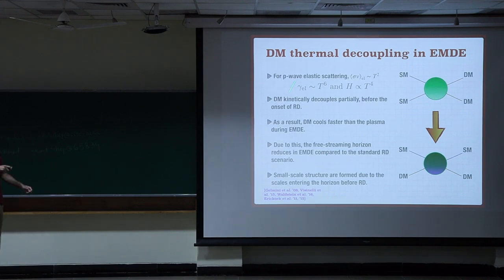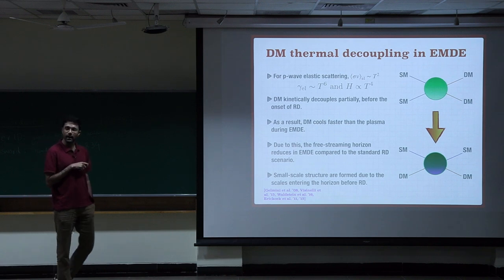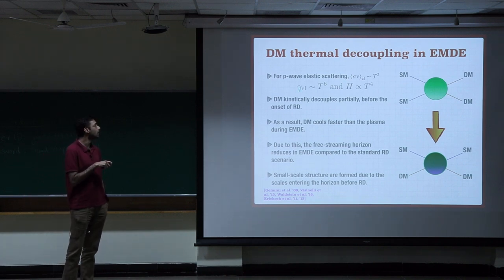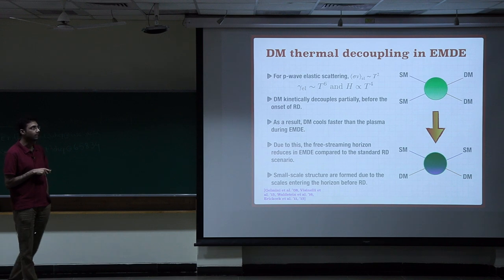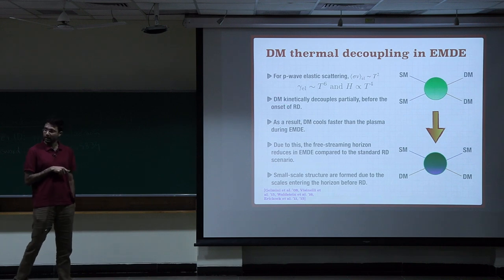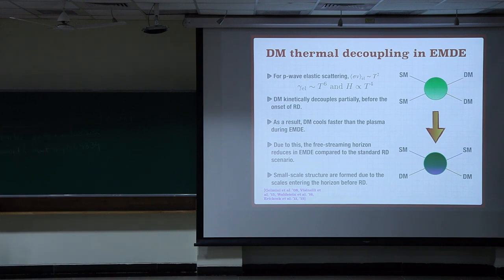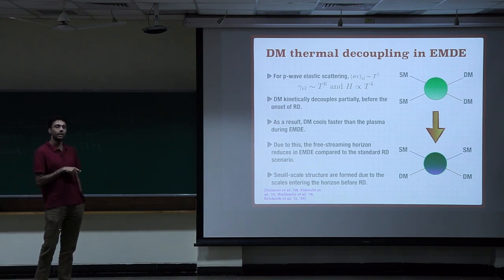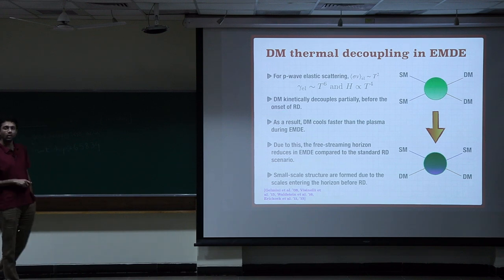Now, what has already been shown is that if the elastic scattering is via a P wave, then gamma elastic goes as T to the power 6, but the Hubble goes as T to the power 4, so it is falling faster. So in the case of P wave scattering, one can decouple, and the dark matter decouples in the matter-dominated era before the onset of reheating. This was dubbed partial decoupling of the dark matter.